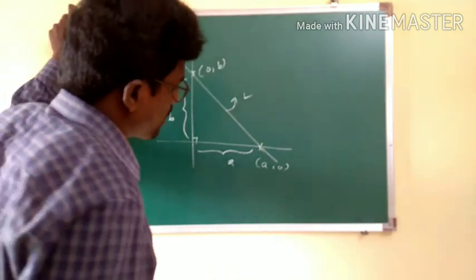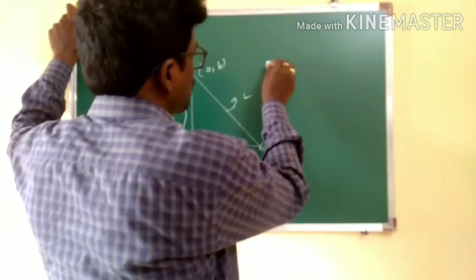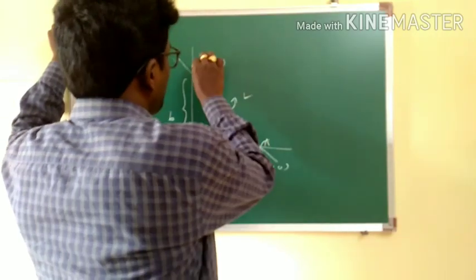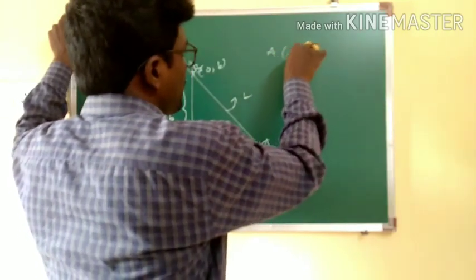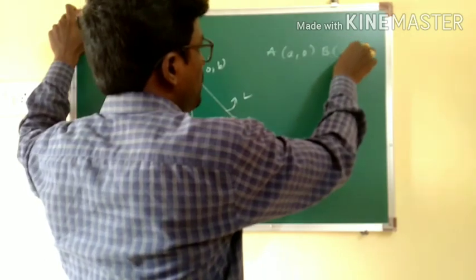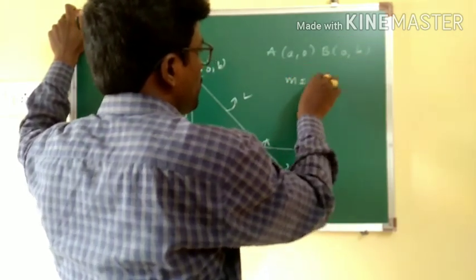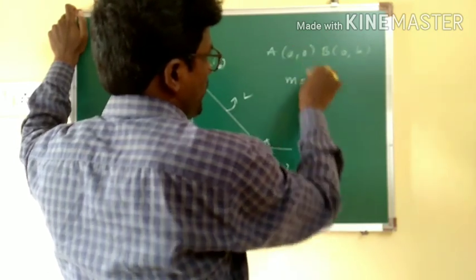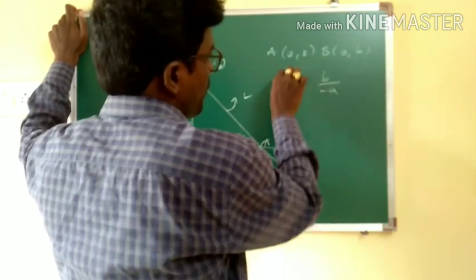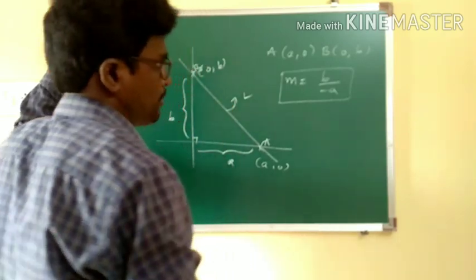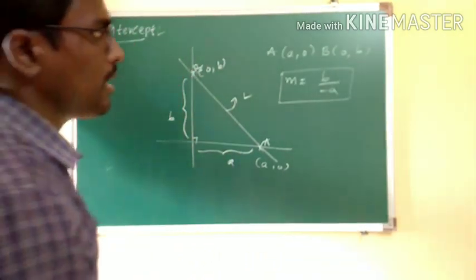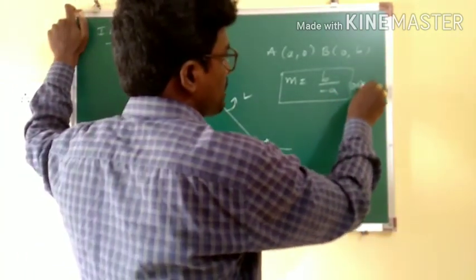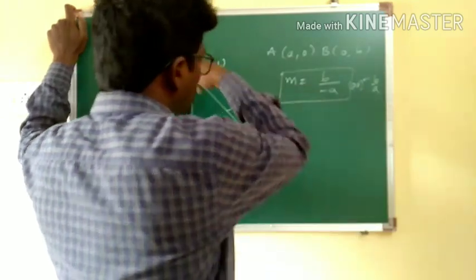Otherwise, if you can't remember that, simply find the slope for these 2 points. Let's say point A and point B: A is (a, 0) and B is (0, b). What is slope? m is equal to (y2 minus y1) by (x2 minus x1), that is minus a in the denominator. You have got the slope of this particular line. m is equal to b by minus a, or minus b by a, is the slope of the line we have taken here.